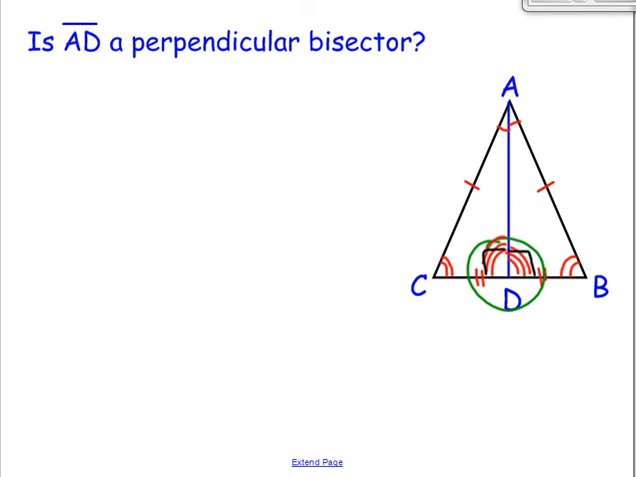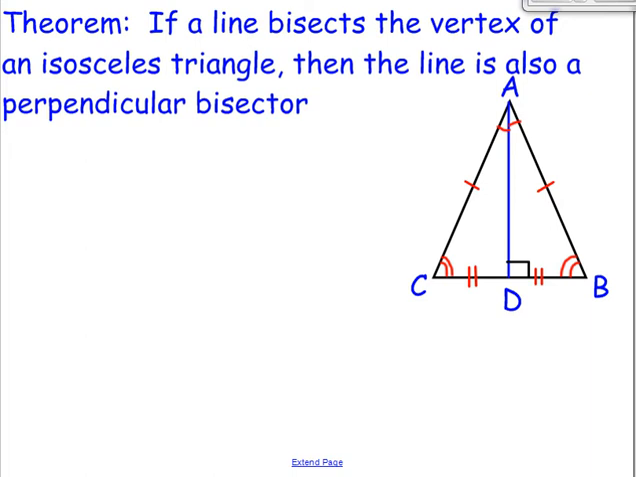So yes, that leads to the next theorem here, which says that if a line bisects the vertex of an isosceles triangle, then the line is also a perpendicular bisector. Again, stop the tape and go ahead and write this down. One more little quiver for your toolkit here. All right, pressing on.